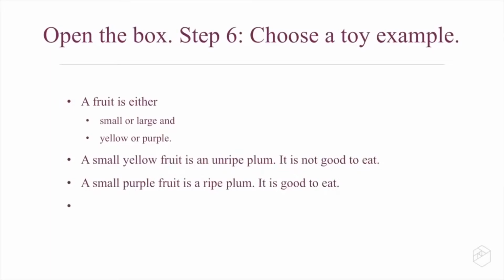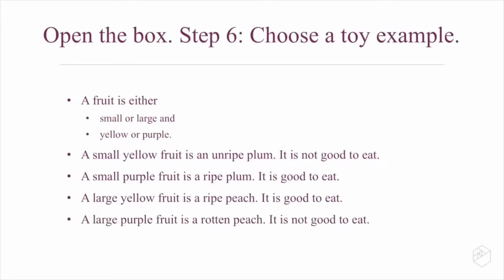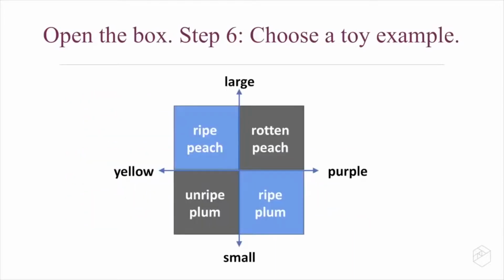If it's yellow, it's not yet ripe, but if it's purple, it's ripe and good to eat. Any large fruit is a peach. If it's yellow, it's great to eat, but if it's purple, it's rotten. You don't want to eat it. So in this example, in the world of peaches, there's a size axis and a color axis, and you can see the good things to eat are at the upper left and the lower right.